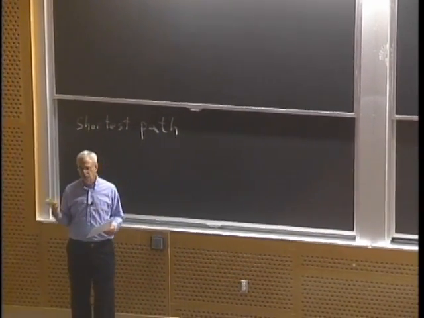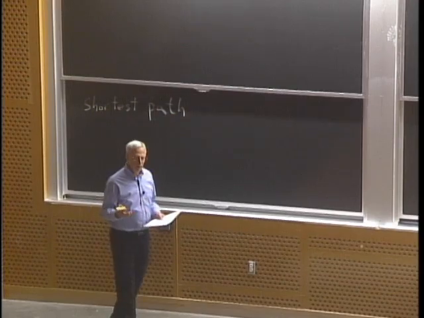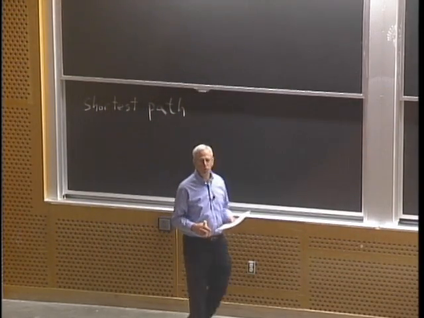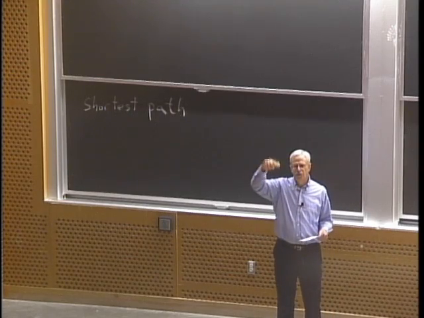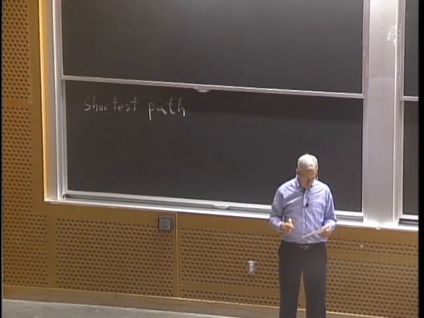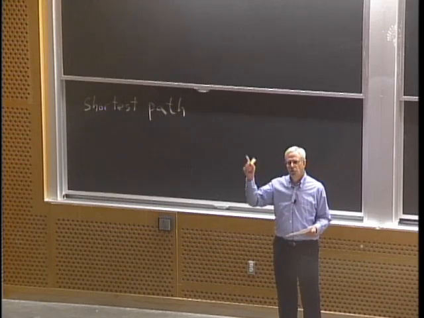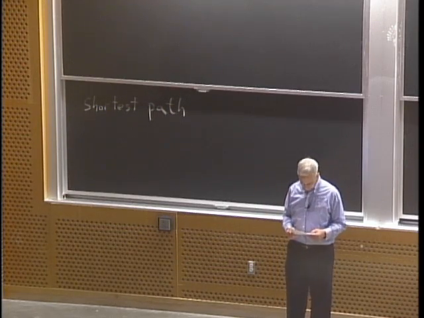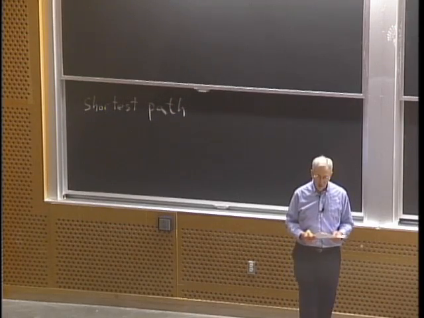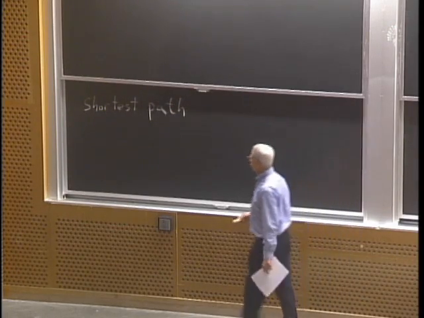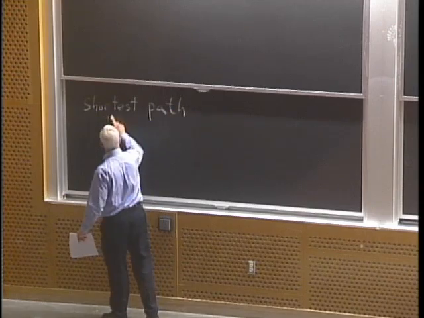We talked about this briefly last time. The notion here is for some pair of nodes, n1 and n2, we want to find the shortest sequence of edges that connects those two nodes. All right, so that's very straightforward. Then there's the shortest weighted path.